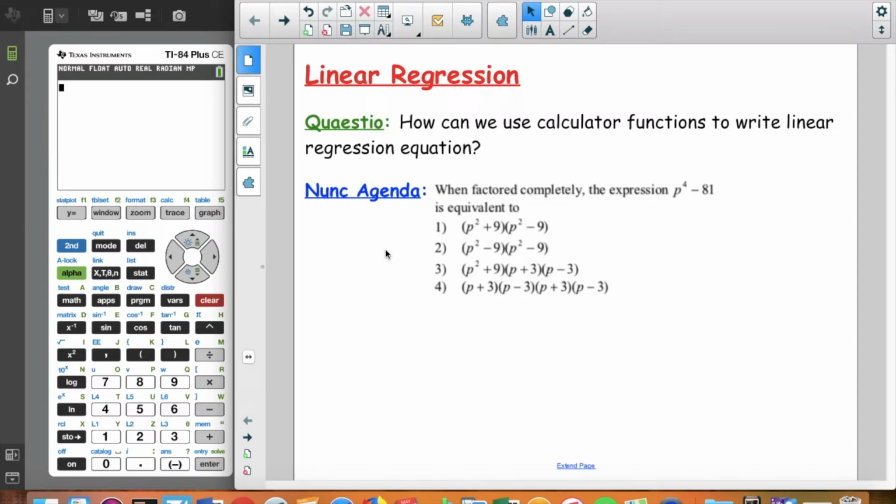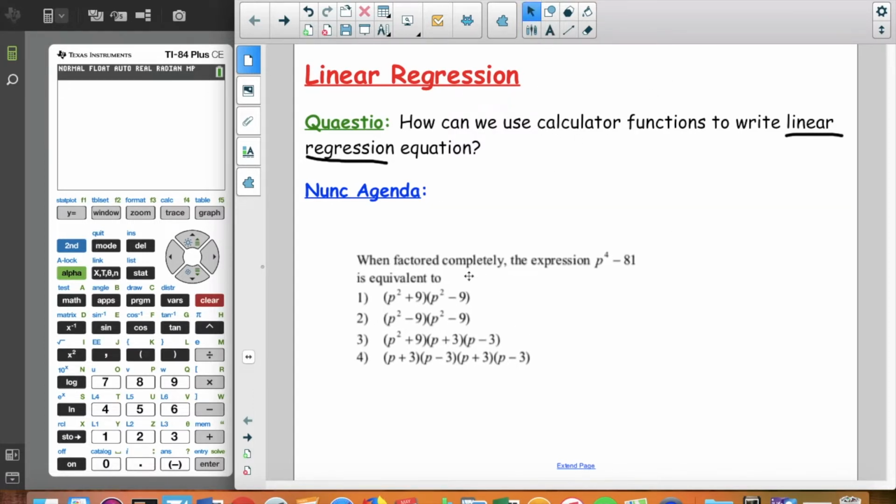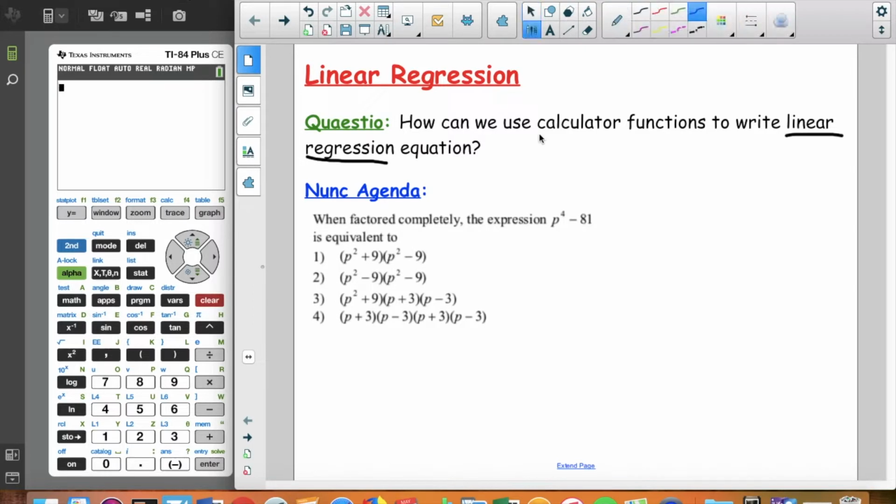All right, hello everybody. Today we are going to be learning about how we can use the calculators to write linear regressions. Okay, so first let's look at the do now. It says when factored completely, very key word there, the expression is equivalent to. So remember, whenever your problem says completely, that means you're going to have to use factoring more than once.